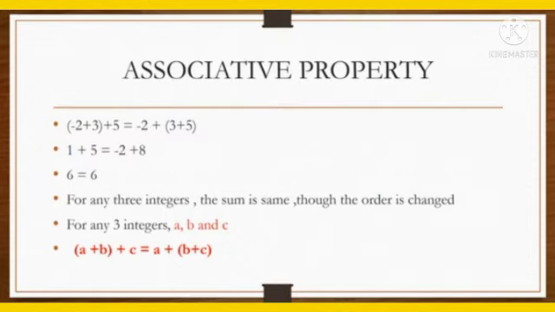So from this we can say that for any three integers the sum is the same, though the order is changed. For any three integers a, b and c, a plus b added with c is equal to a added with b plus c. That means (a plus b) plus c is equal to a plus (b plus c). That is the associative property.